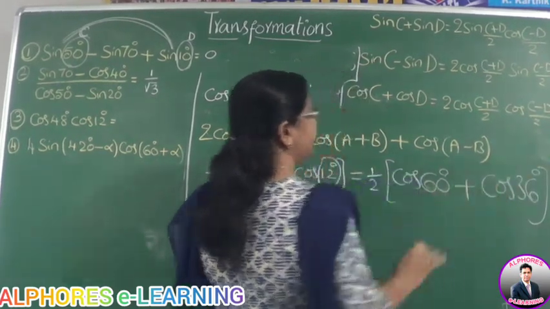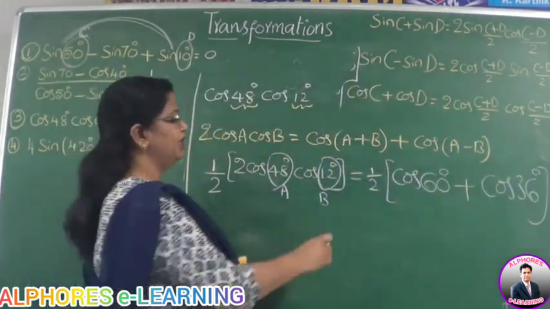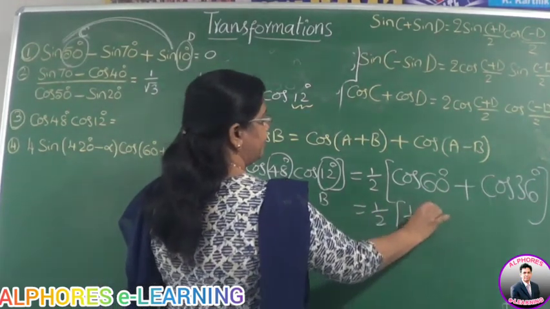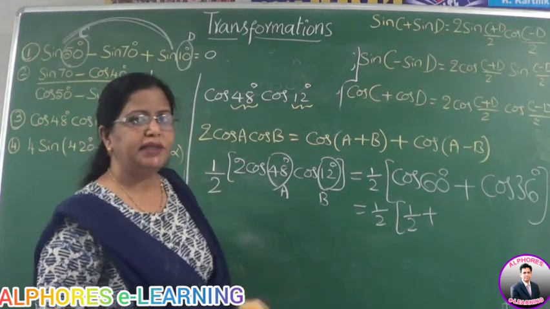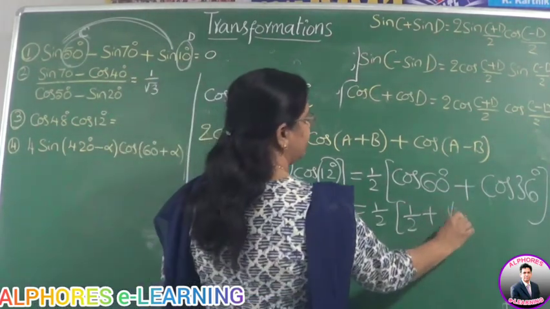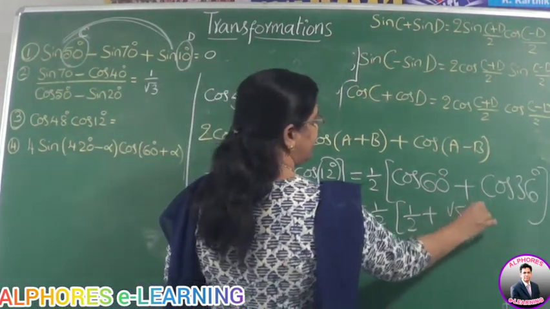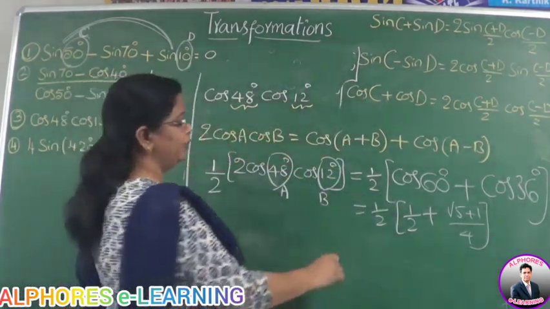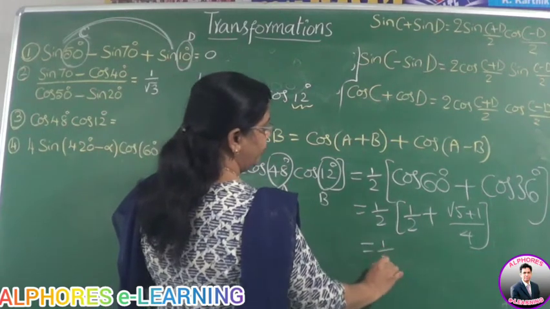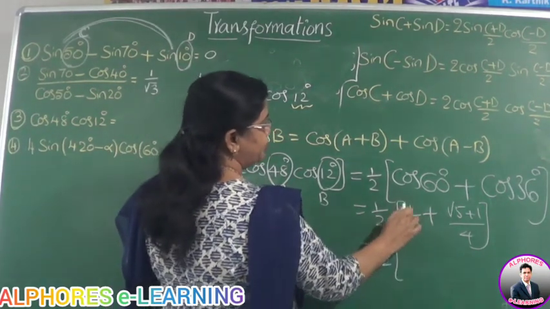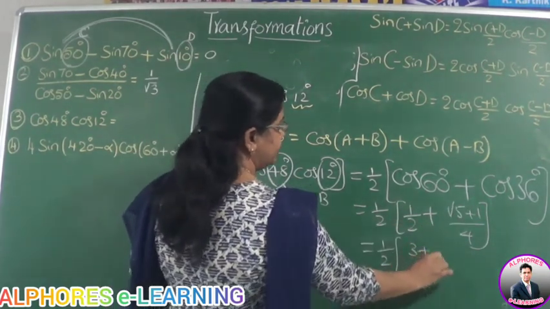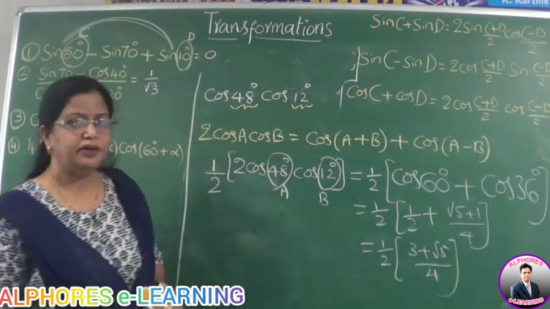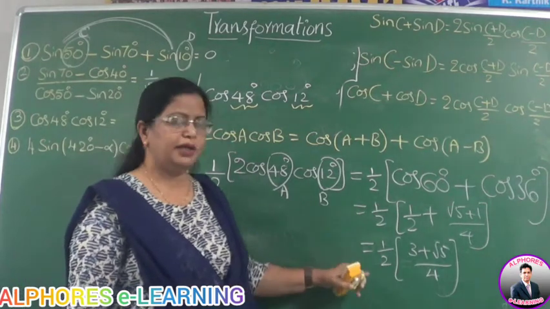Right students, till here. And next one, what is the cos 60 degrees value? It is 1 by 2 plus, what about cos 36? That is root 5 plus 1 divided by 4. Now let's take the LCM here. What is the LCM here? 4. 4 is the LCM. So 2 plus 1, 3 plus root 5 divided by 4. Finally, here also you got how much? 3 plus root 5 by 8.